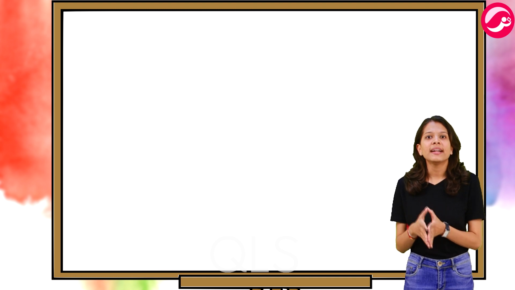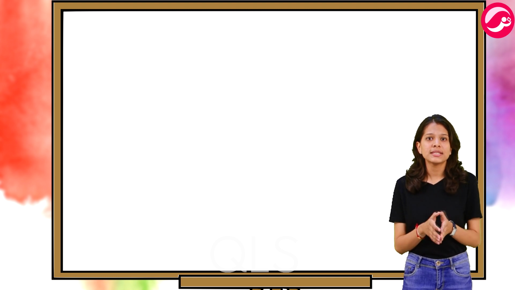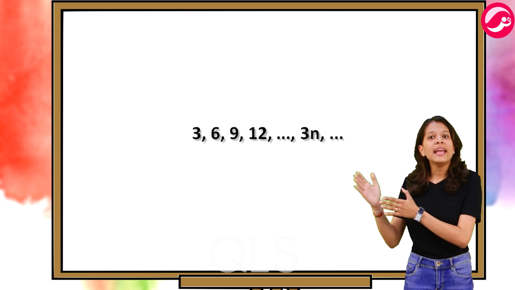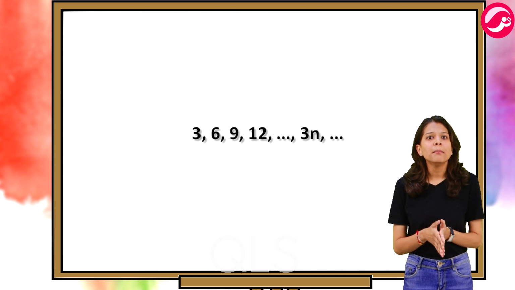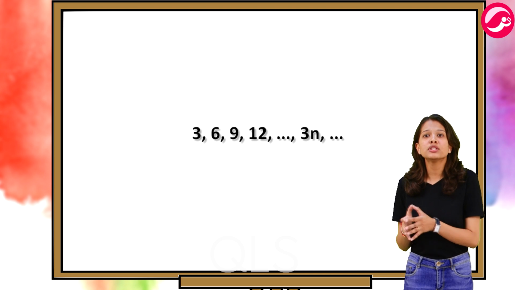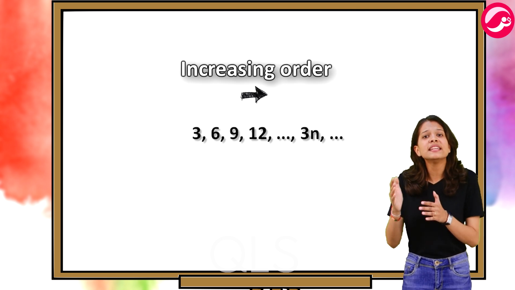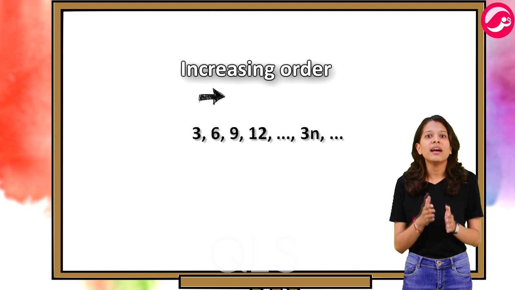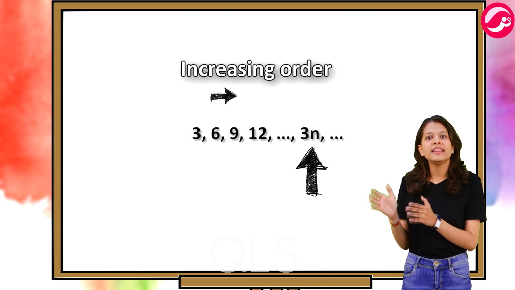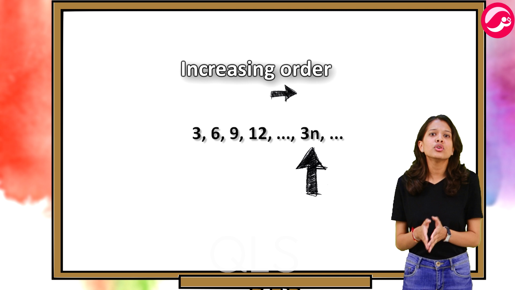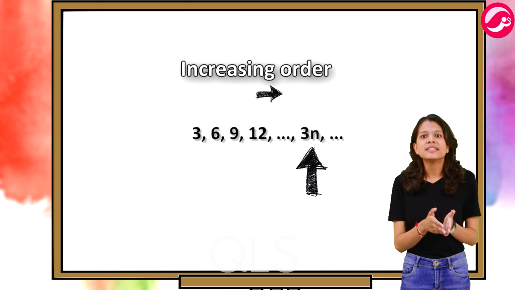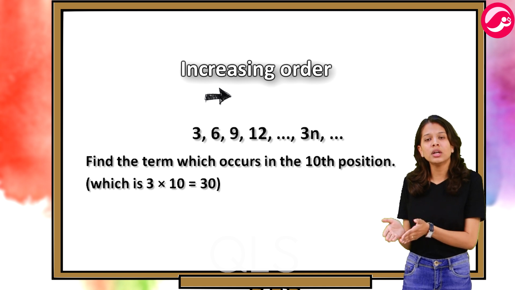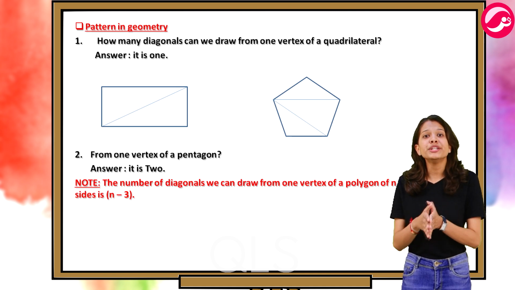Let us now look at another pattern of numbers, which is 3, 6, 9, 12 till 3n and so on. The numbers are such that they are multiples of 3 and arranged in increasing order, beginning with 3. The term which occurs at the nth position is given by the expression 3n. Also, you can easily find the term which occurs in the 10th position, which is 3 into 10 is equal to 30.